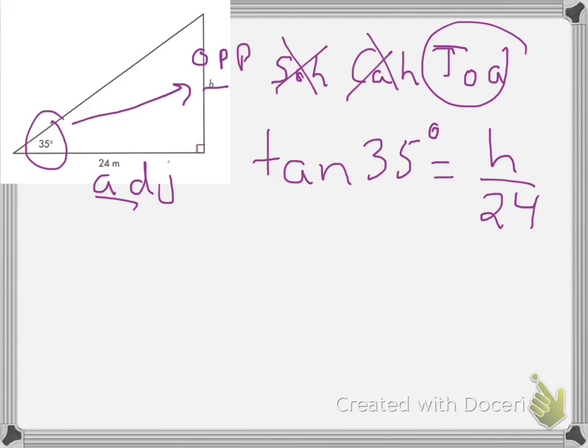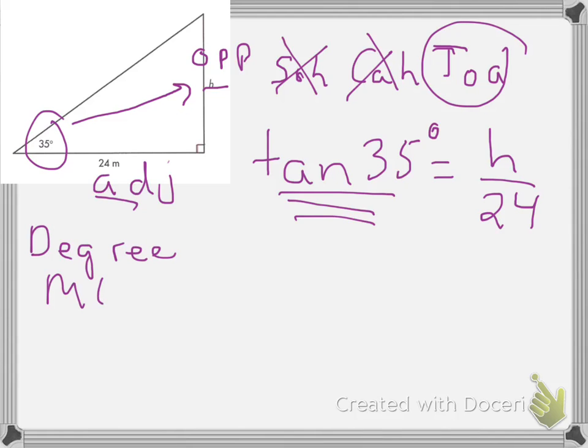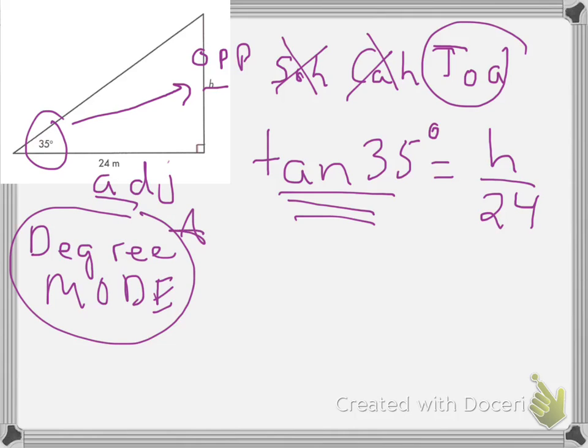Now the problem is, I don't know what the tangent of 35 is. So I get my calculator out, and I have to be really careful that the calculator is in degree mode, otherwise you'll get a completely wrong answer. So this is what you've got to make sure you do.